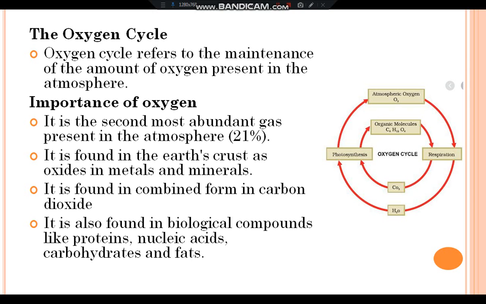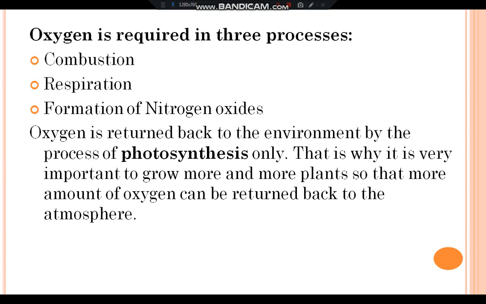And we all know it is the essential component for life to exist, and it is also an essential component for combustion to happen. Oxygen is required in three processes: combustion, respiration, and formation of nitrogen oxides. Oxygen is returned to the environment by the process of photosynthesis only. That is why it is very important to grow more and more plants so that more oxygen can be returned to the atmosphere.